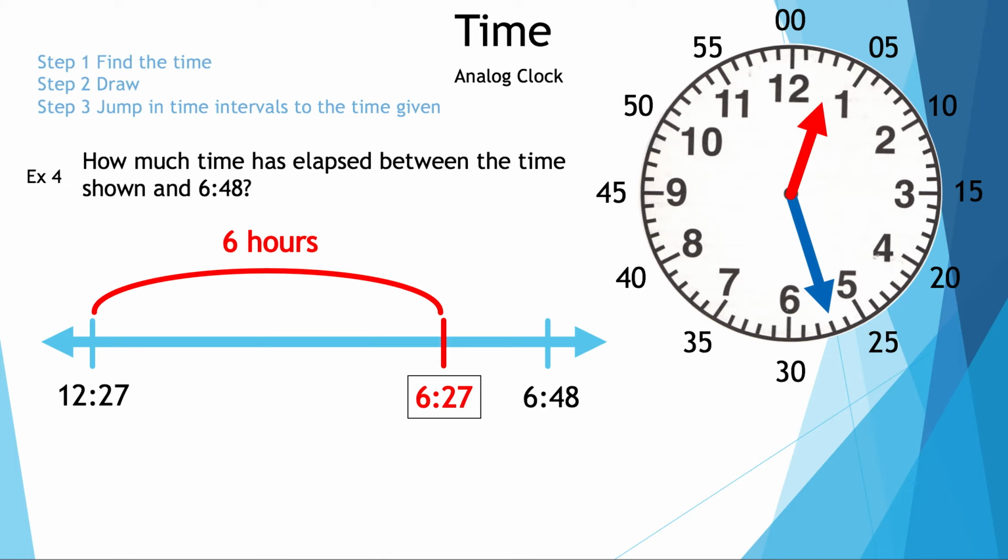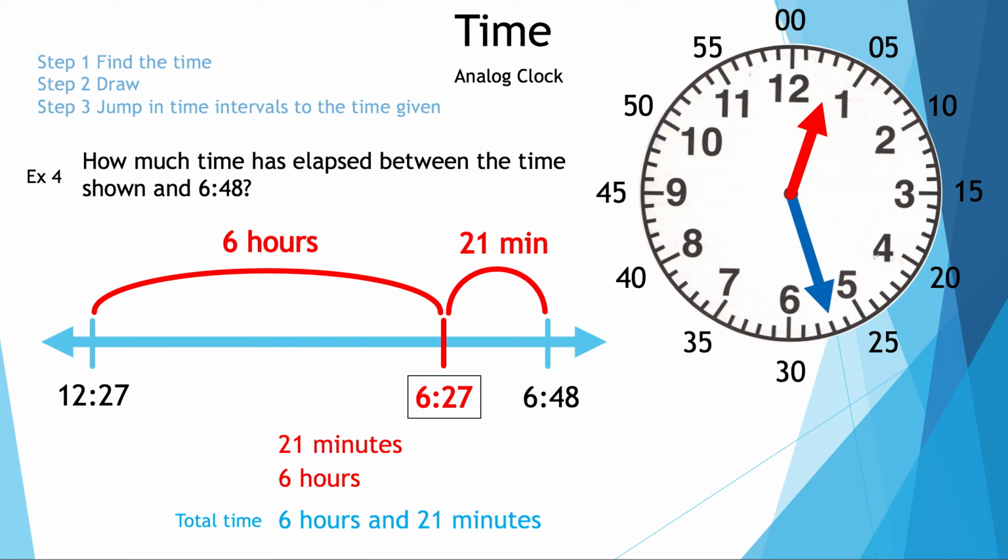So now we can just go straight to 6:48, find 21 minutes. The timer rule rather is 21 minutes. Write them down, combine them, and your total time is 6 hours and 21 minutes. Now in example 3, you could do this process as well. You can go back and check to see.